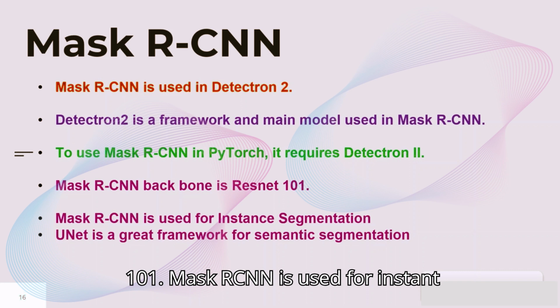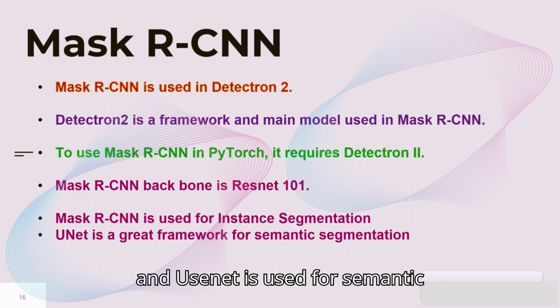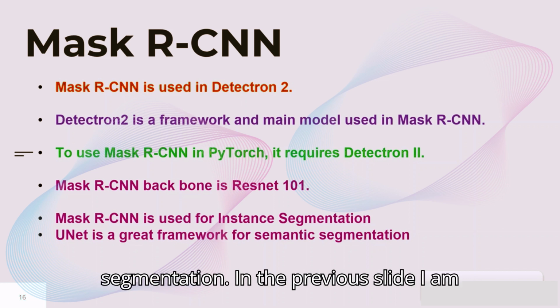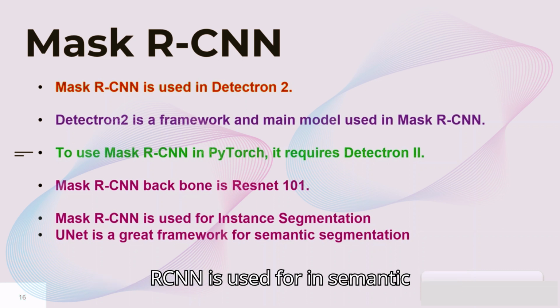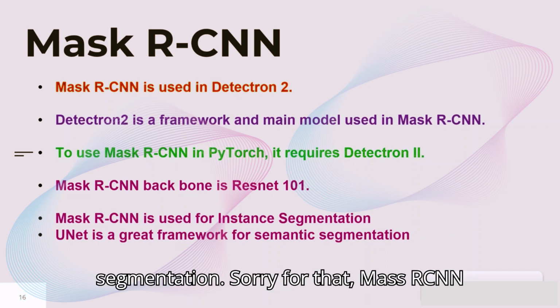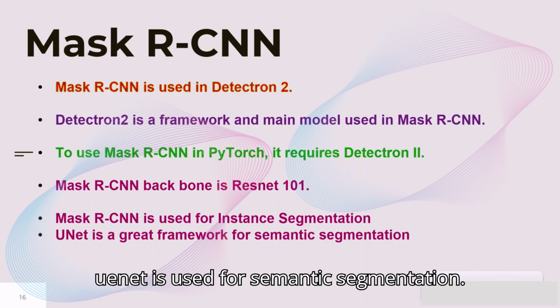Mask RCNN is used for instance segmentation, and UNet is a great framework used for semantic segmentation. In the previous slide, I might have mistakenly told you that Mask RCNN is used for semantic segmentation. Sorry for that. Mask RCNN is used for instance segmentation and UNet is used for semantic segmentation.